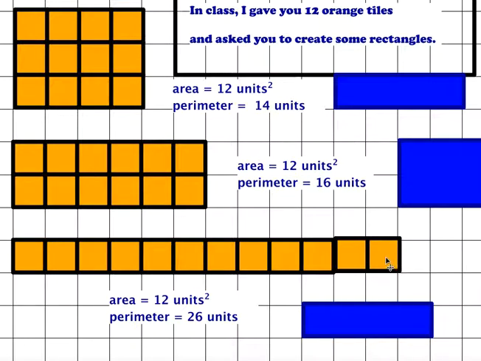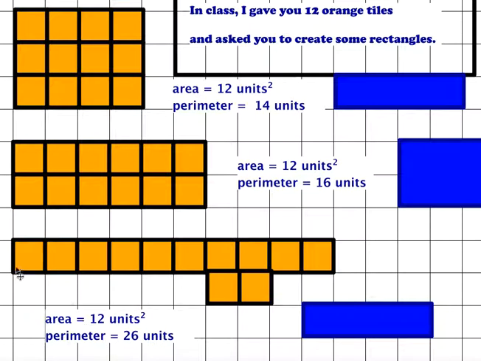We also talked a little bit about non-rectangles, which would look something like this. And to calculate the area, of course it's still 12 because there's 12 orange tiles. To calculate the perimeter, we would need to count all the way around. So let's say we start here. 1, 2, 3, 4, 5, 6, 7, 8, 9, 10, 11, 12, 13, 14, 15, 16, 17, 18, 19, 20, 21, 22, 23, 24. So that has a different perimeter from the rectangle that was 1 by 12.